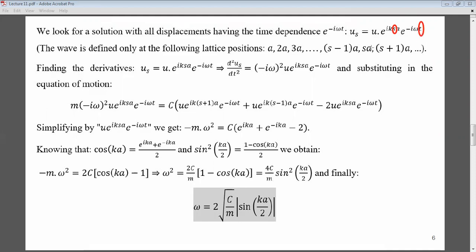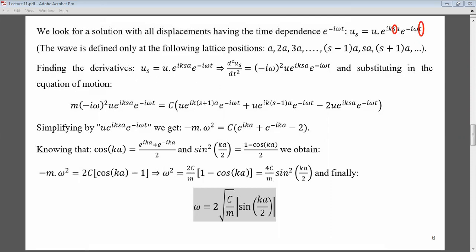Okay, perhaps you have seen this in physics 220 when we considered this as a sinusoidal function, and we said it is sine of omega t minus k x plus some phi function. Here we will take it to be exponential functions. The wave is defined only at the following lattice points: a, 2a, 3a, (s-1)a, sa, (s+1)a, etc. Finding the derivative, I now have that U(s) is U e^(i k s a) e^(-i omega t).